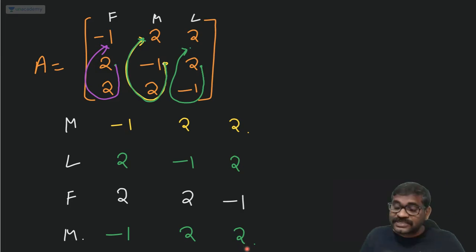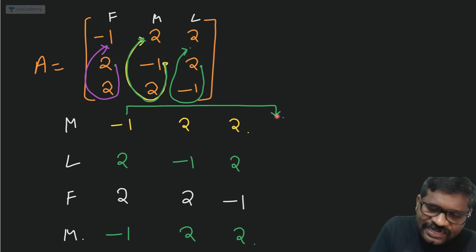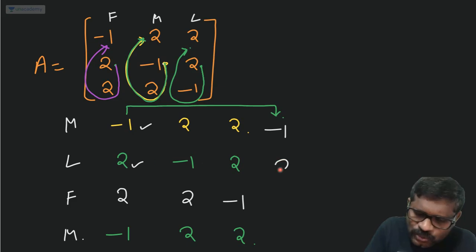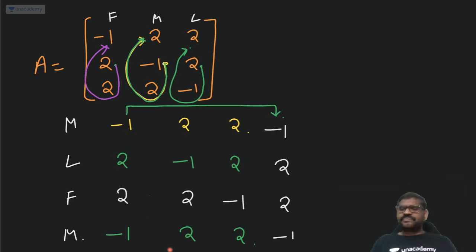Do you understand? It is not the adjoint of A. With the help of this, we are going to find the adjoint of A. Observe. Repeat the first column once again here. First column means this one: -1, 2, 2, -1. Understood?